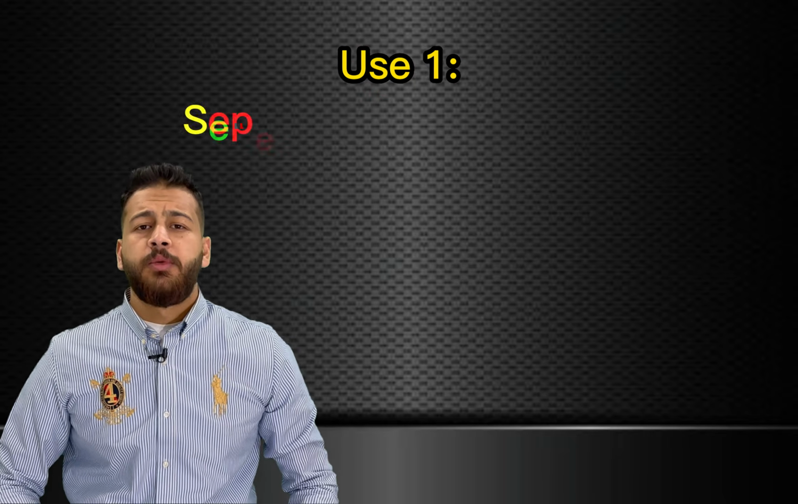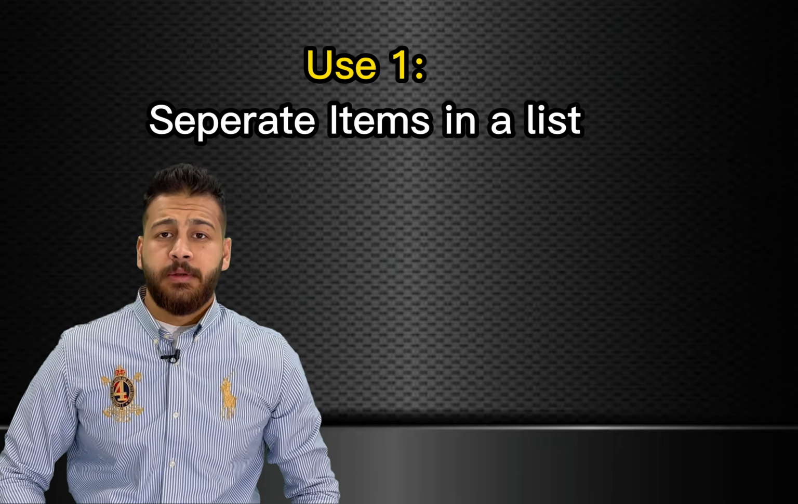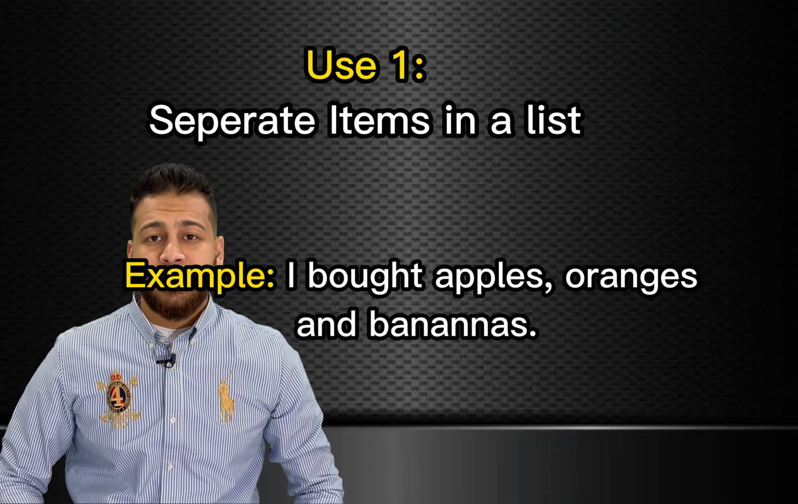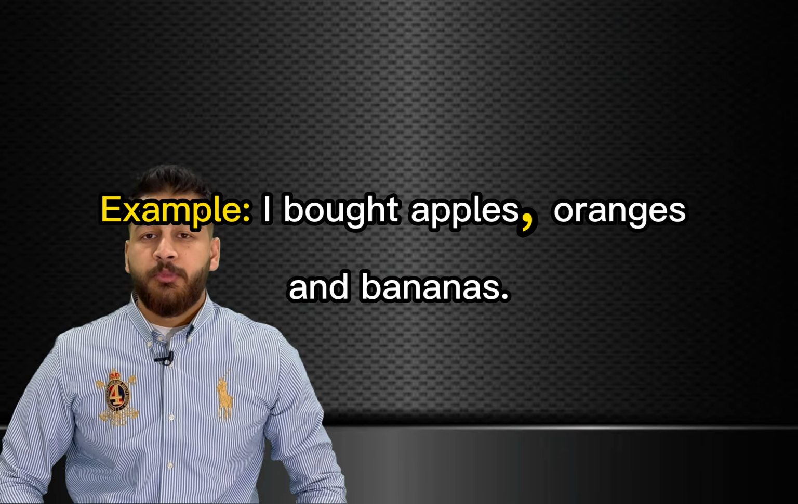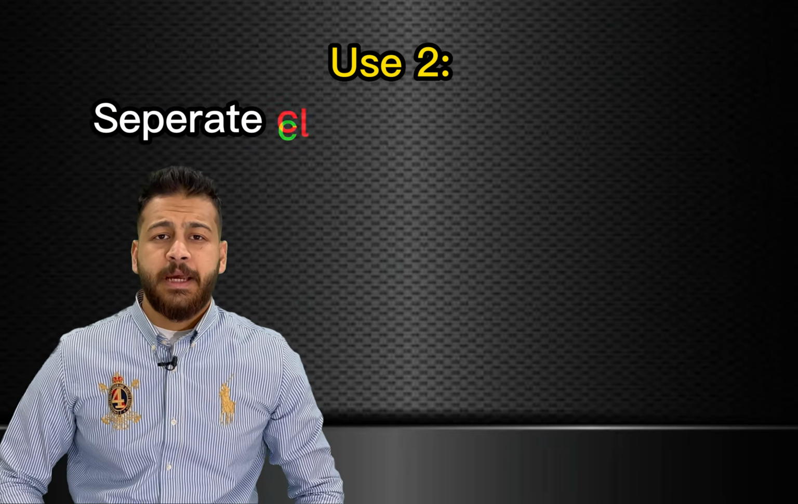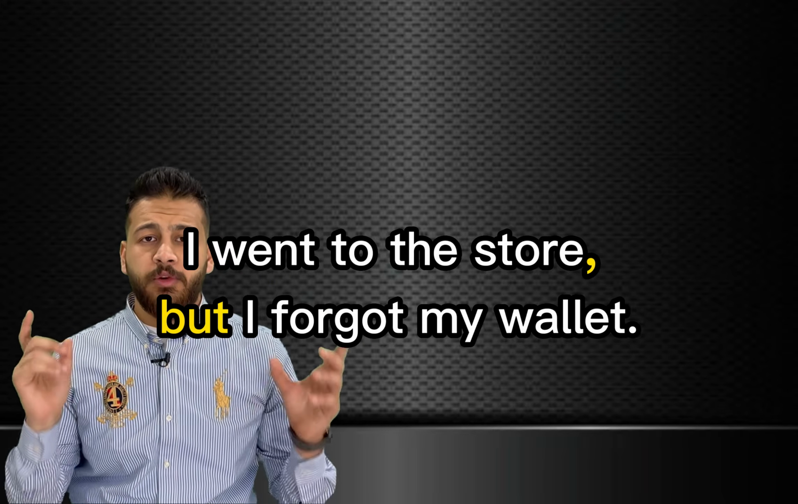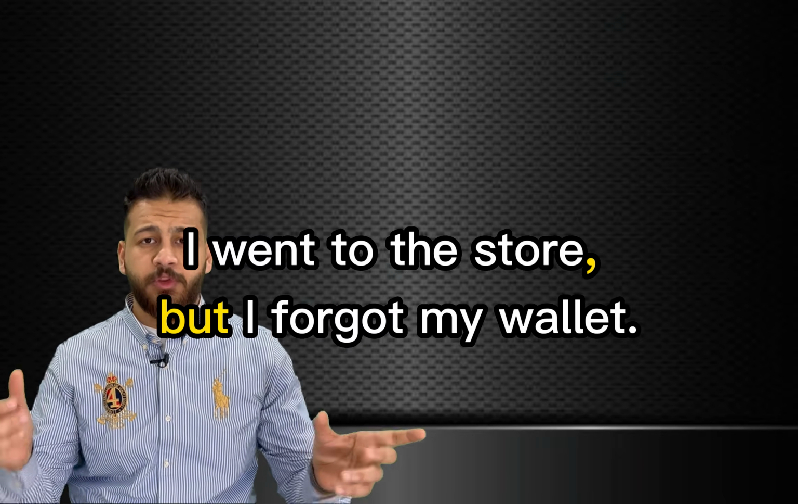We said the first one was to separate items in a list. For example, I bought apples, oranges, and bananas. So here the comma was used to separate items in a list. Another example: I went to the store, but I forgot my wallet. So here I used a comma and a FANBOYS conjunction to separate two independent clauses.